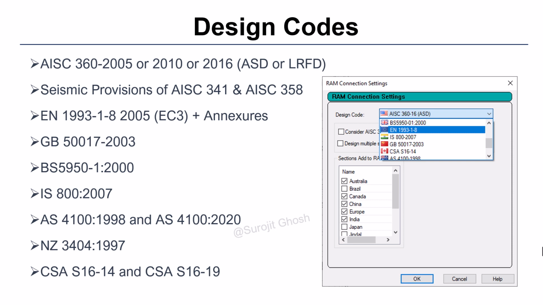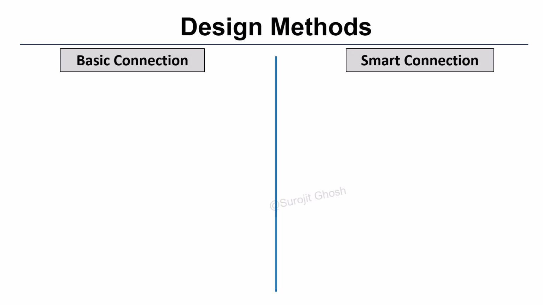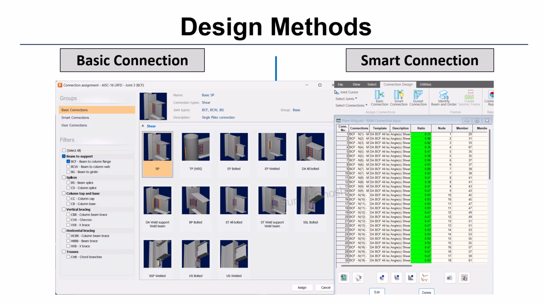During connection design, two different design approaches are followed. These are categorized as basic connection and smart connection. If you are familiar with RAM Connection, probably you have noticed these options either in the standalone version or in the integrated module. The design logic as well as the template name and inputs are different. We need to finalize the correct design approach based on our requirement.